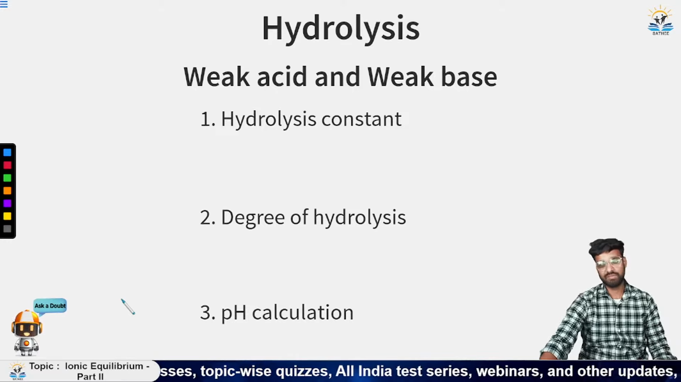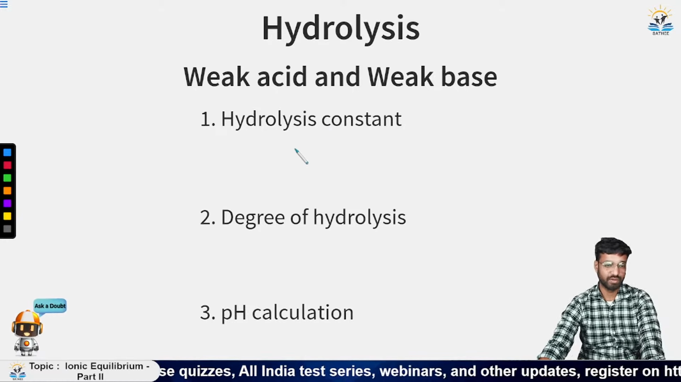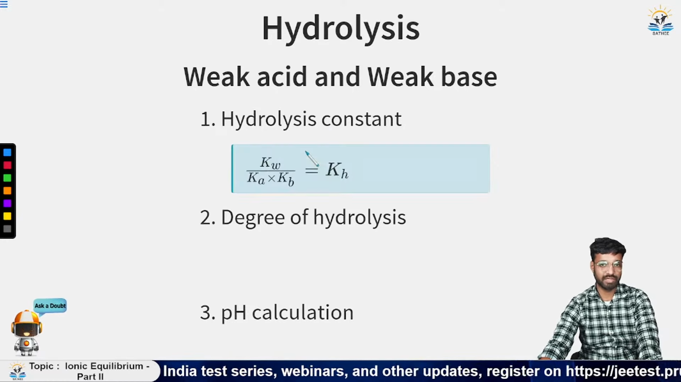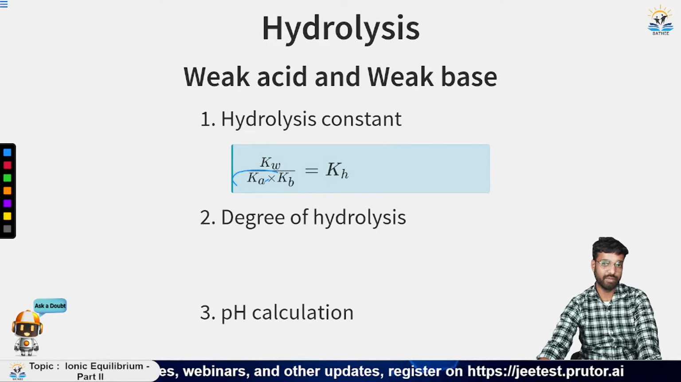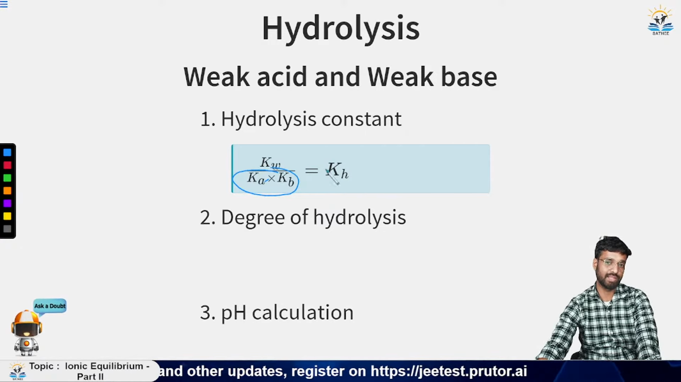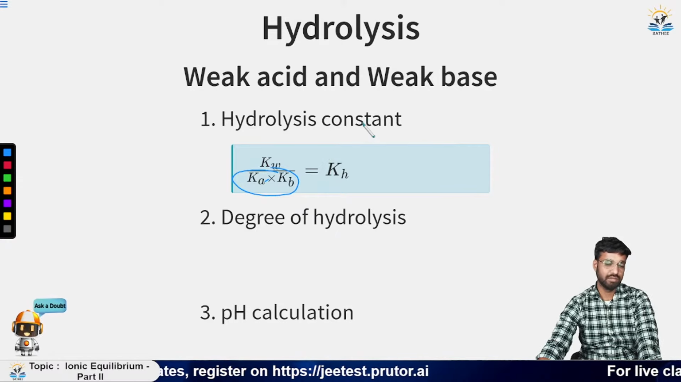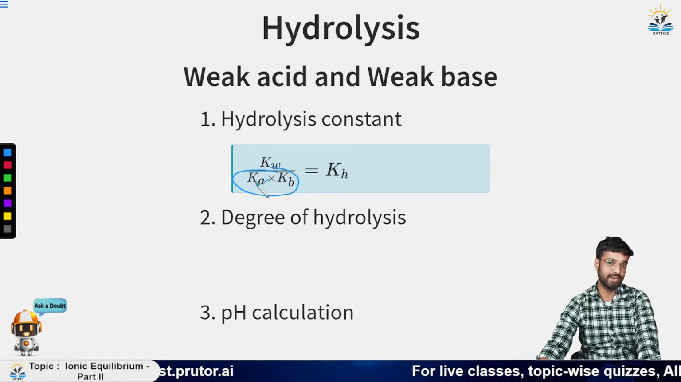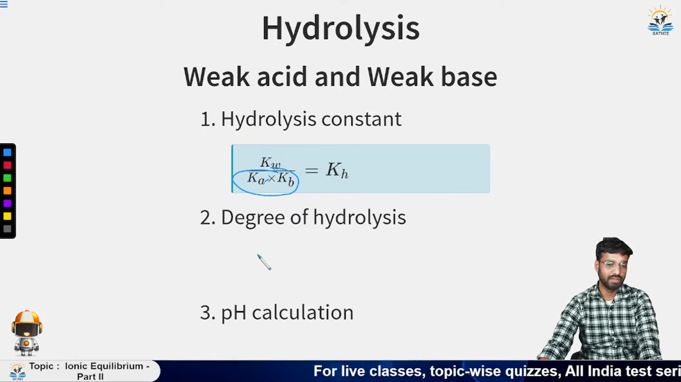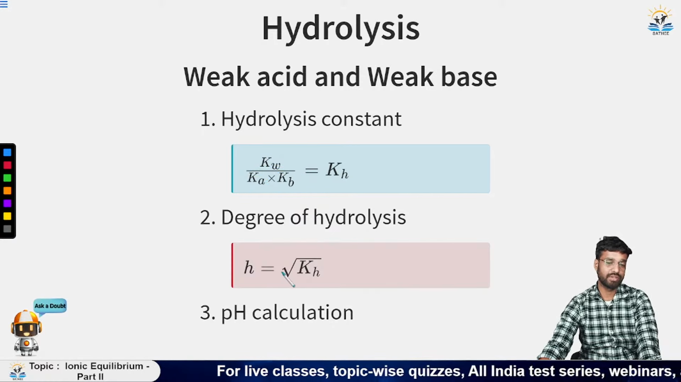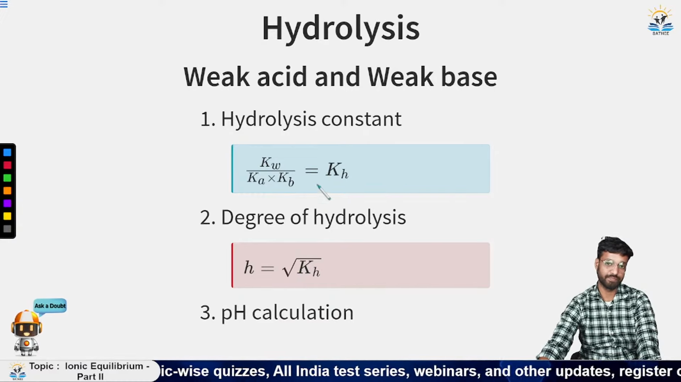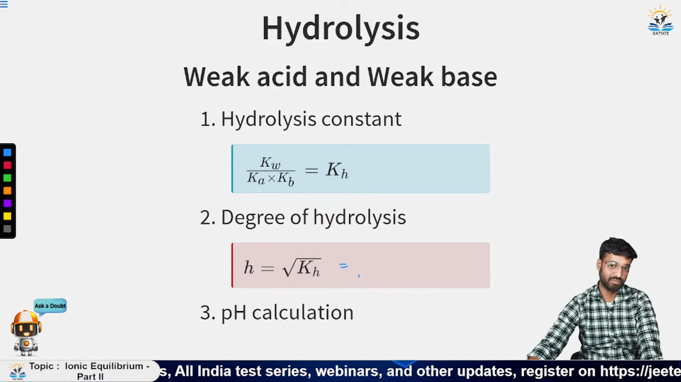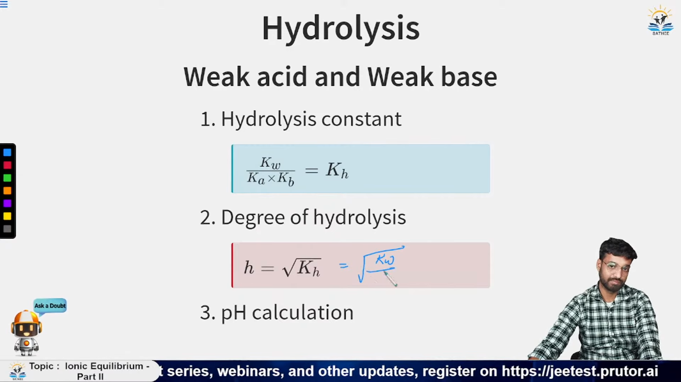Okay, we have some changes in the formula for this case. If you want to find the hydrolysis constant, it will be Kw by Ka into Kb. So we have Kw by Ka for acidic, then Kw by Kb for basic, and we have Kw by Ka into Kb for Kh in this case. If you want to find the degree of hydrolysis, the formula reduces to root under Kh, just root under Kh, and not divided by C. So the final formula will be root under Kw by Ka into Kb.